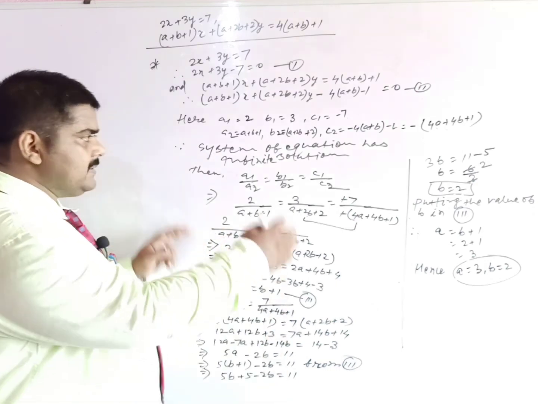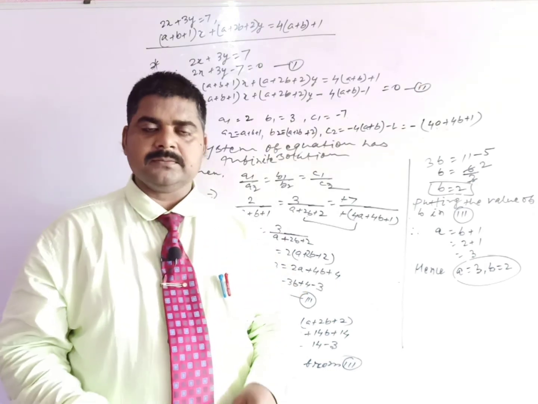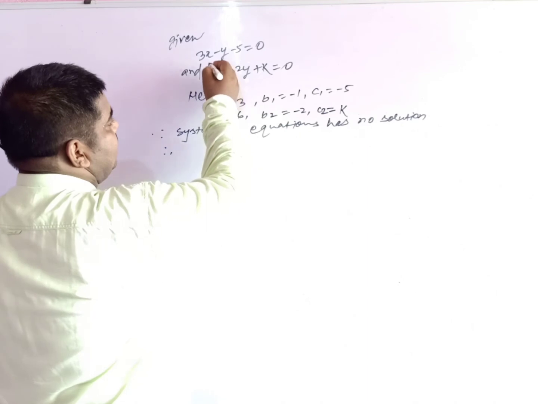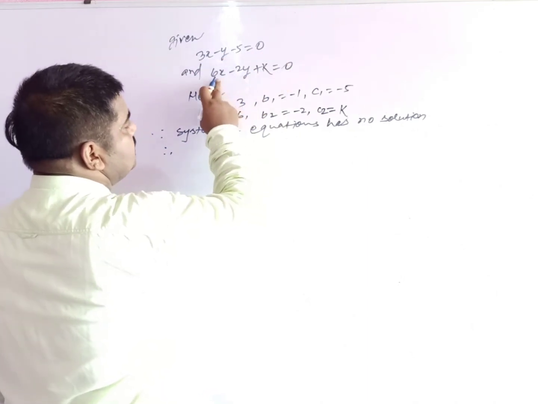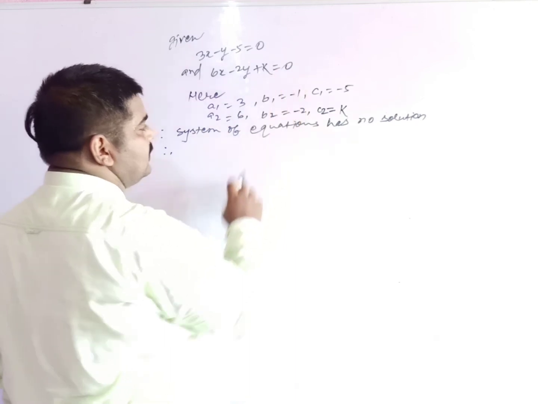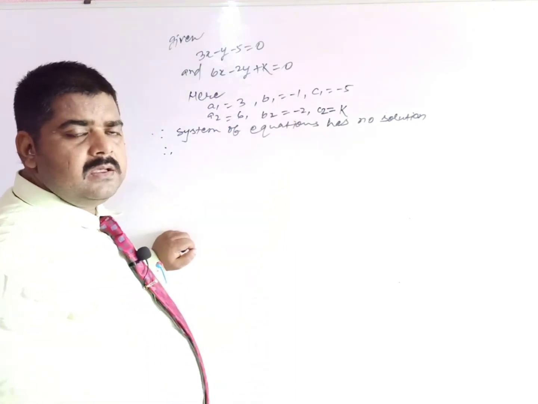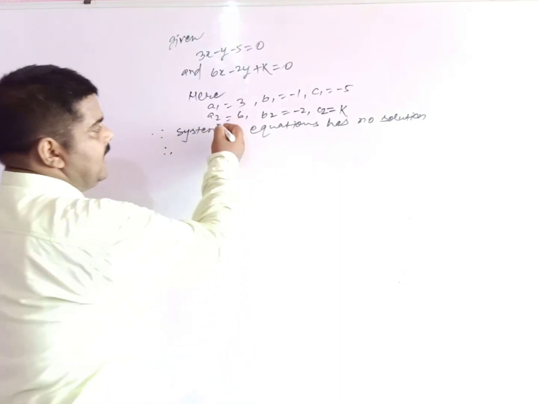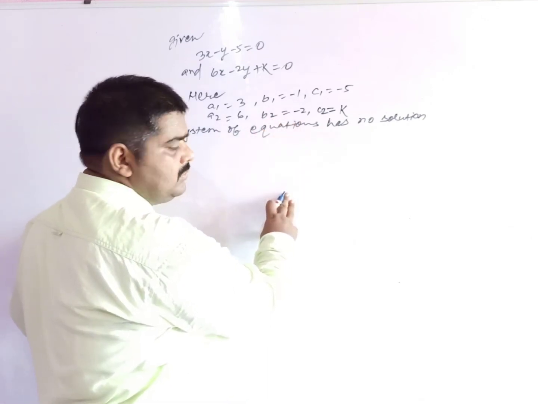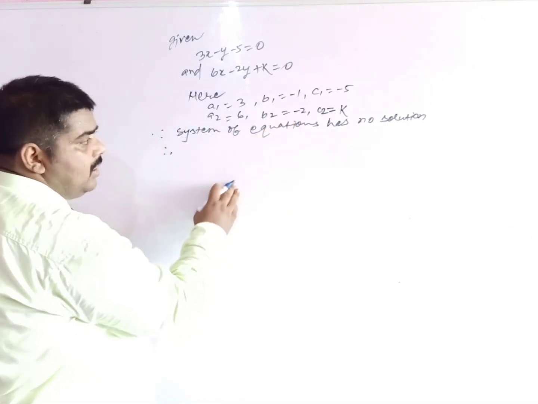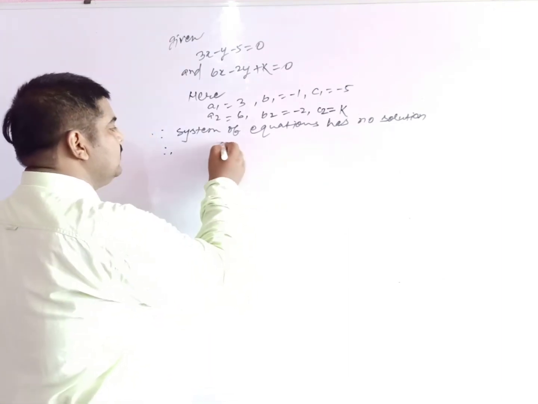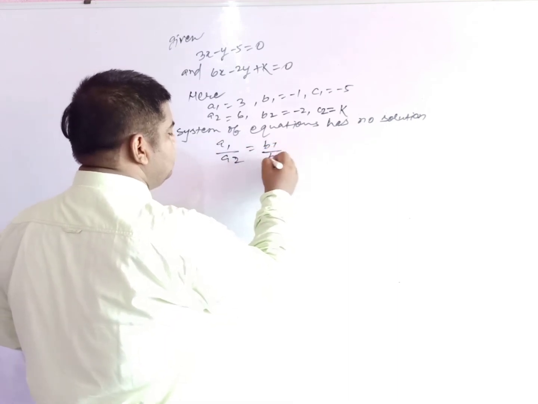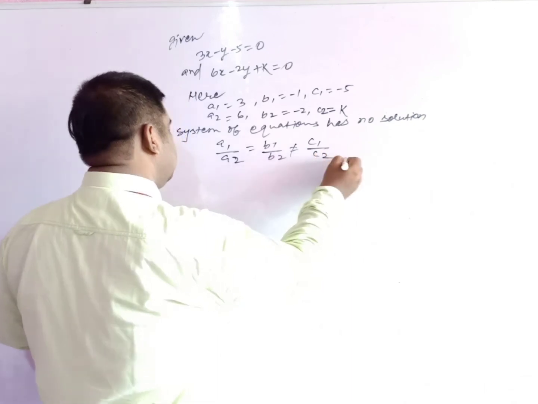By this way you can solve such types of equations. My dear student, the last question I have taken: 3x minus y minus 5 is equal to 0, 6x minus 2y plus k is equal to 0. You have to find the value of k, and it has been given that the system of equations has no solution. I have written a1, a2, b1 and b2, and c1 and c2. And you know very well that if it has no solution, that means a1 upon a2 is equal to b1 upon b2 but does not equal c1 upon c2.